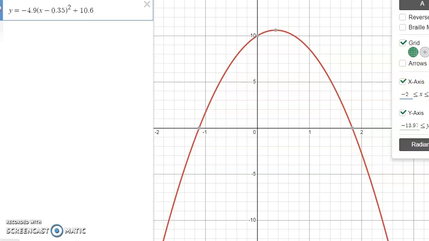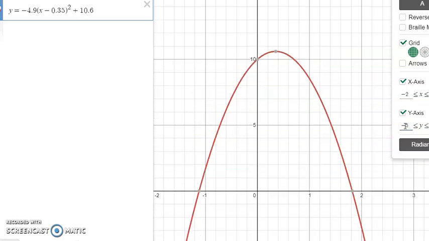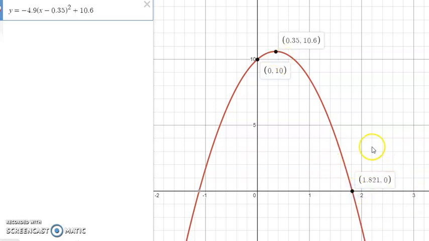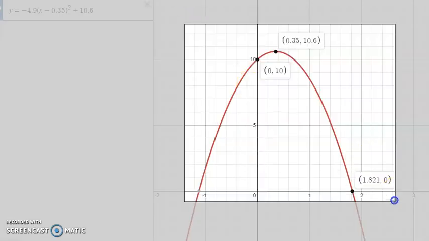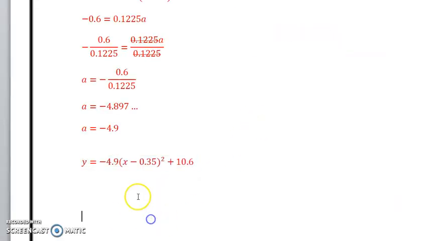And our y-axis, again, we don't need any negative. I'll have negative 5 just so you can see it. And there's a nice picture of our graph. So we got the 0.10, we got the 0.35 and 10.6, and this is what we're looking for here, the time to get into the water. Okay, so we'll just take a picture of that graph and put it with our notes.